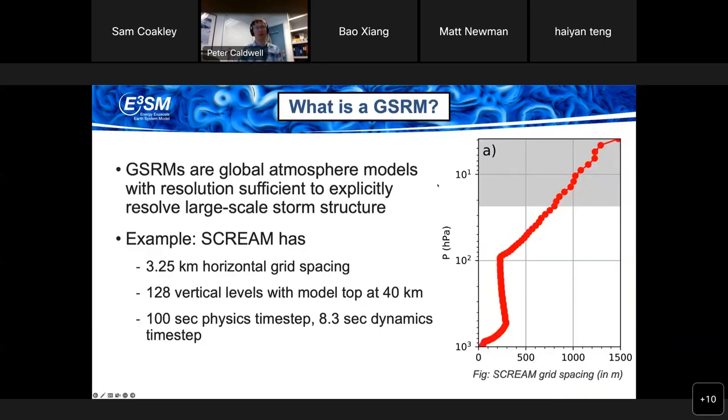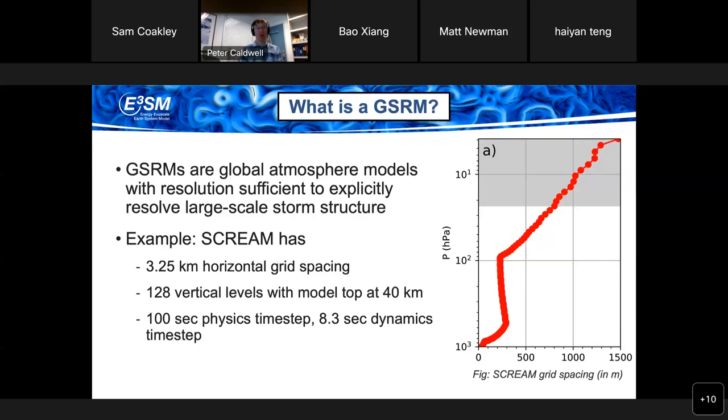So these GSRMs, they're global atmosphere models, like a typical GCM, but with very, very high resolution. So high enough resolution to explicitly resolve large-scale storms, and in particular, deep convective events, the largest deep convective events. And so what that means is that you typically have a grid spacing that's less than 5 kilometers in the horizontal, which is something like 2 orders of magnitude finer than a typical GCM.